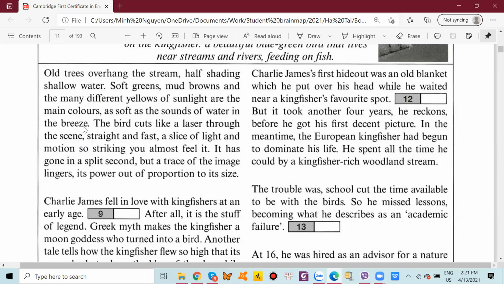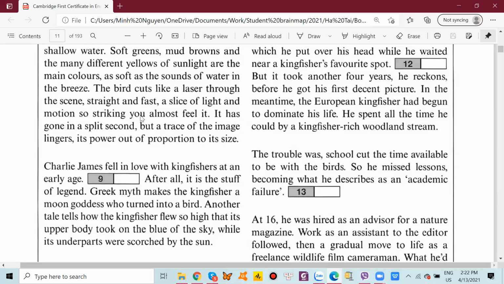Yeah, I can. So here, let's move to this one. Very interesting paragraph. The bird cuts like a laser through the skin, straight and fast. A slice of light and motion so striking you almost feel it. It has gone in a split second, but the trace of the image lingers. Its power out of proportion to its size. At least, pronunciation.